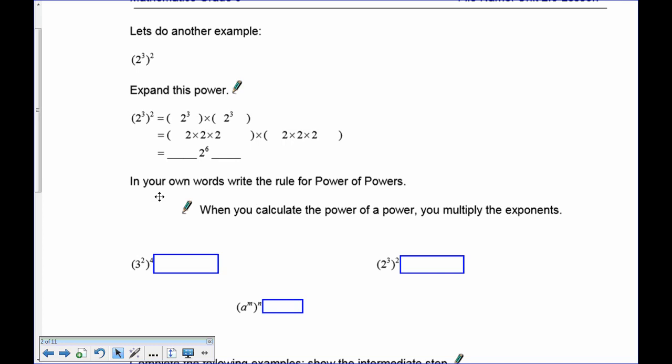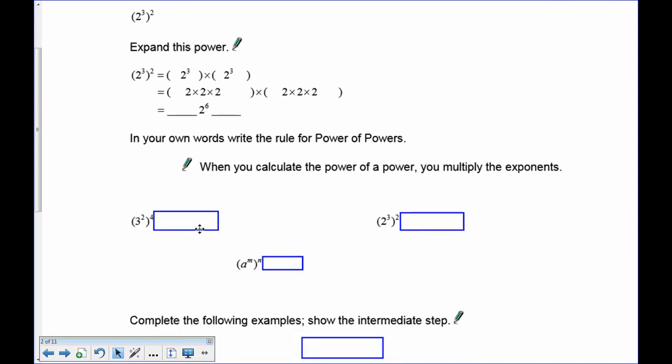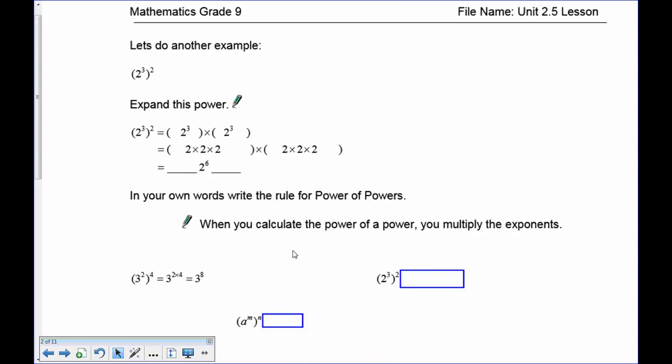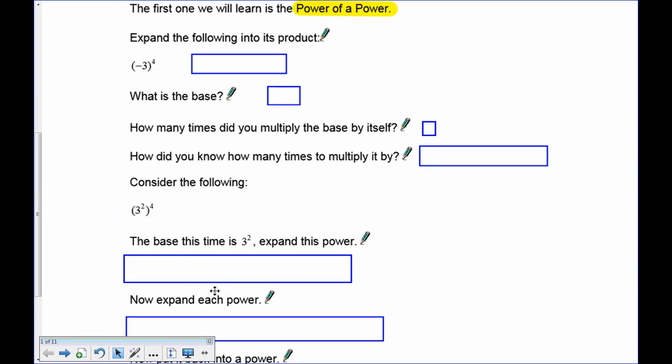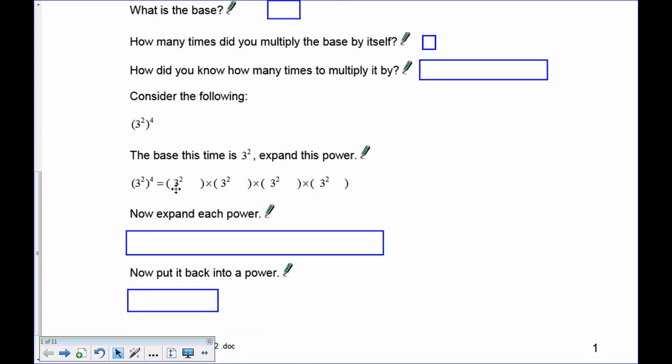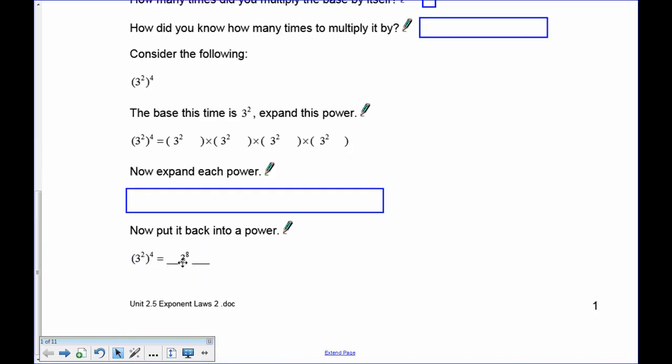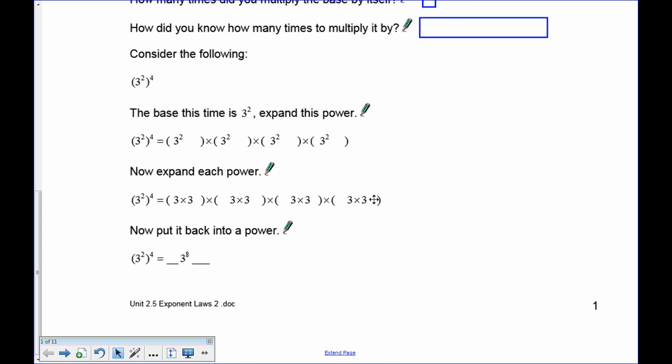Okay, so in your own words, you should be saying, when you calculate the power of a power, you multiply the exponents. Here's an example for you: 3 to the power of 2 to the 4, that's what we did. We found out that 3 is simply raised to 2 times 4. If you go back to our example here, let's take a look and we'll show you how that works. Here's 3 to the 2 to the power of 4. You notice at the end, we had 3 to the 8. Now, 2 times 4 is 8. So this is your way to shortcut it without having to draw all of this out.